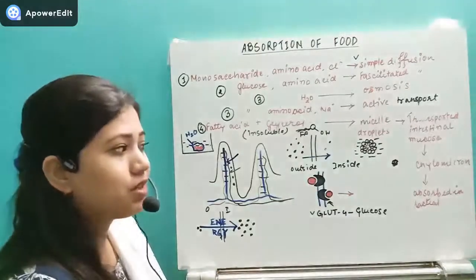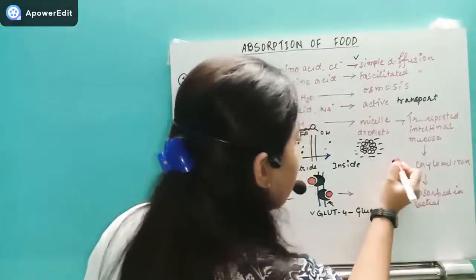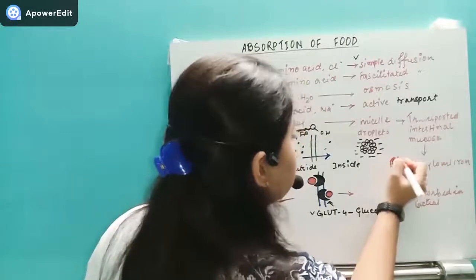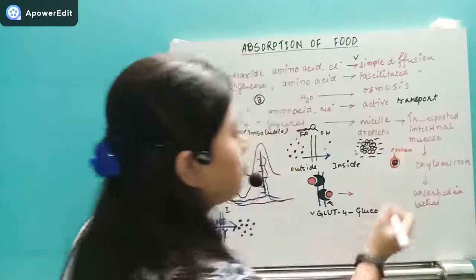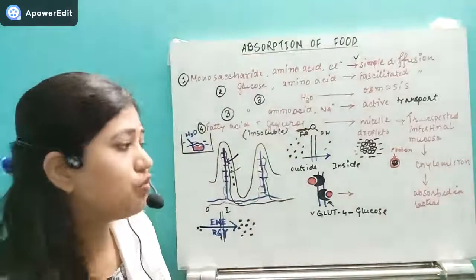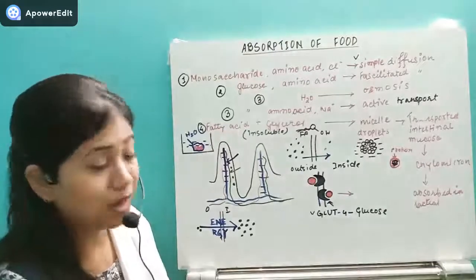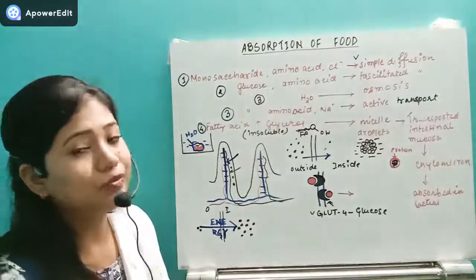After that, this fat will have a surrounding protein layer. So it will develop a protein layer. Whenever it develops a protein layer, what will happen? That structure will be known as the chylomicrons, and whenever it forms the chylomicrons, then it will be easily absorbed by the lacteals.